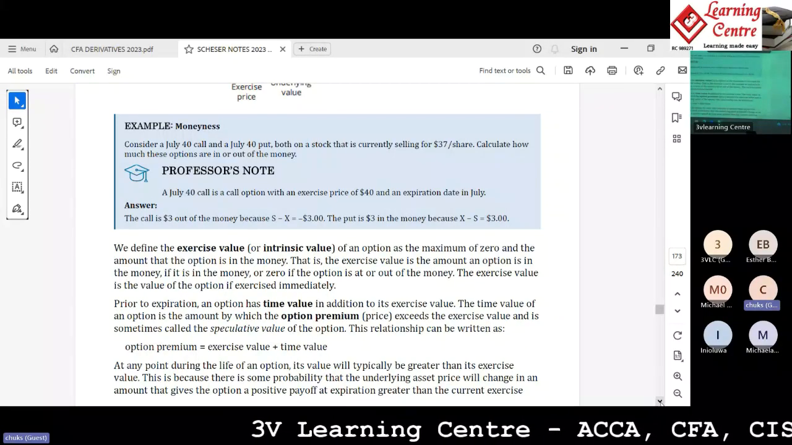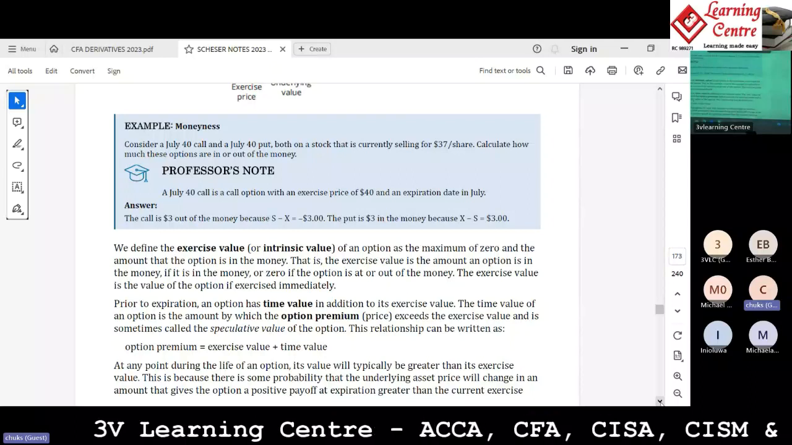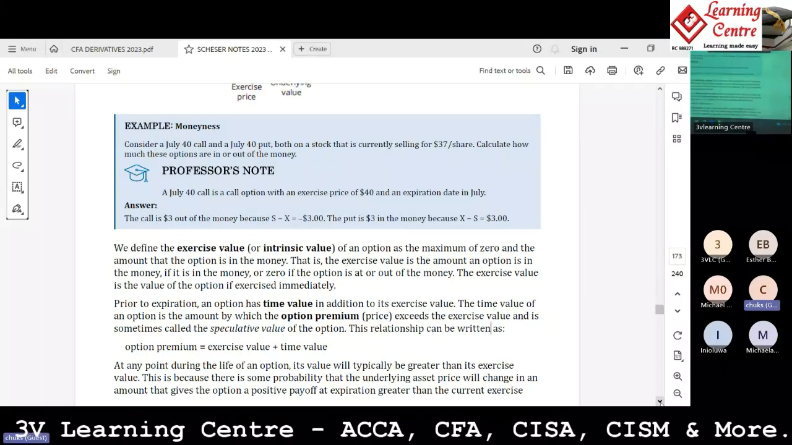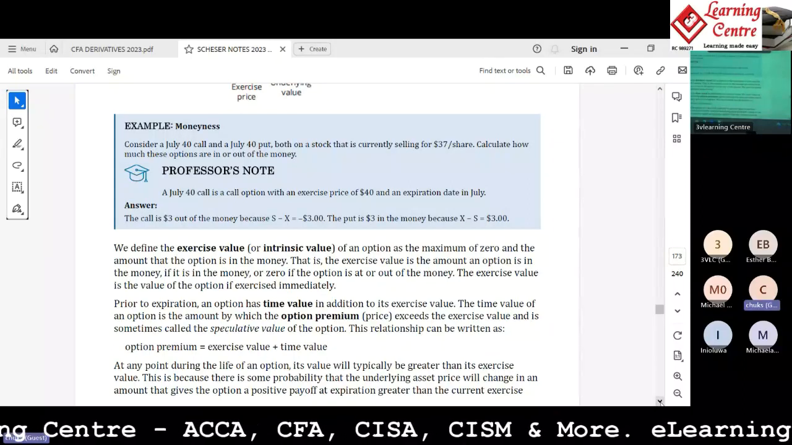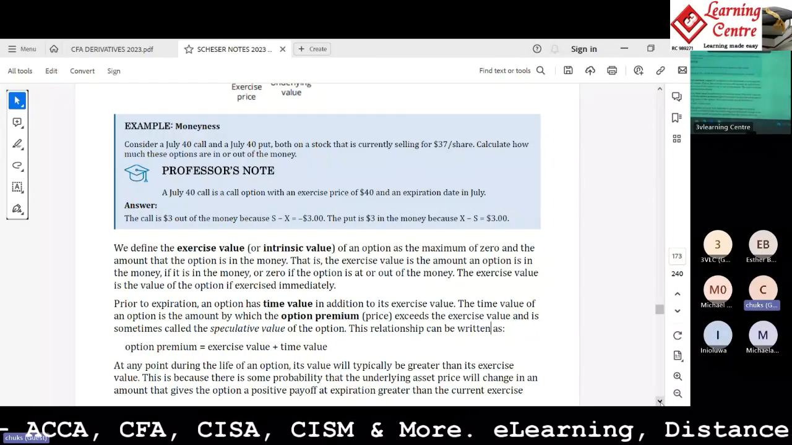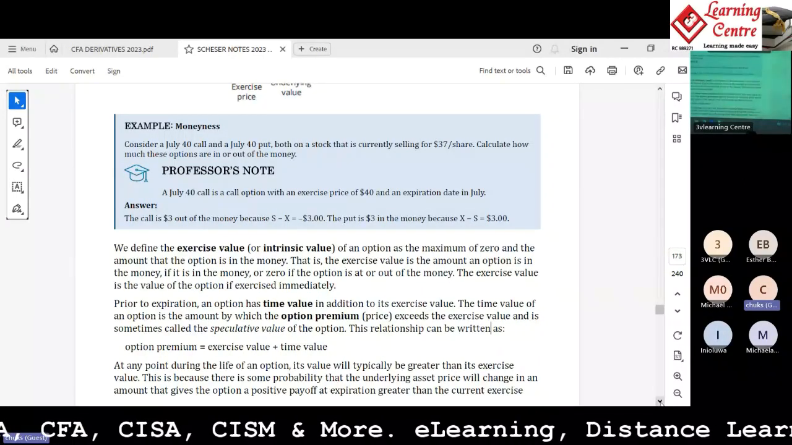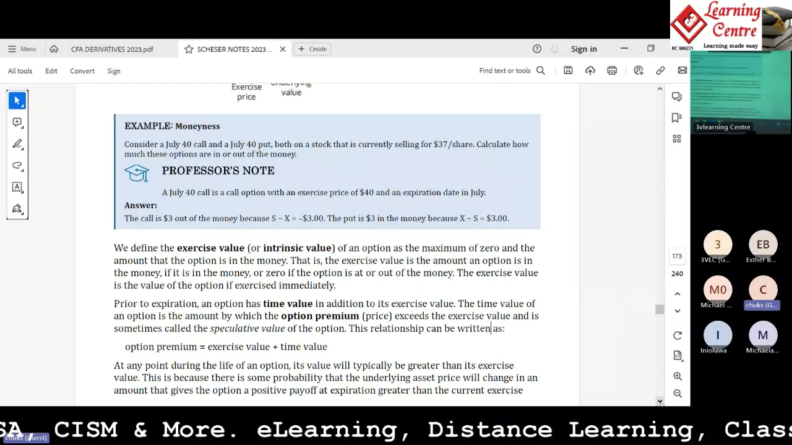The forward contracts, the options, the call and the put. Once you understand what call and put are, you are 50 to 60% ready for this exam. So call, put, what happens with the premium? Are you exercising? Are you not exercising? Forward contracts. Once you understand all those, you are basically good to go.